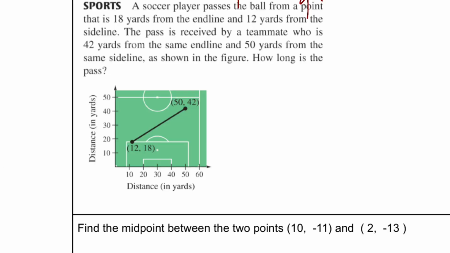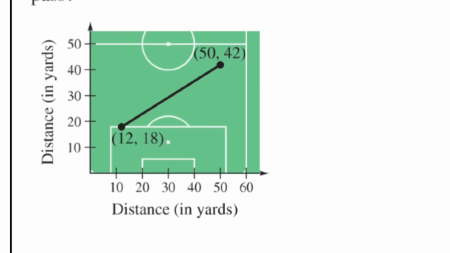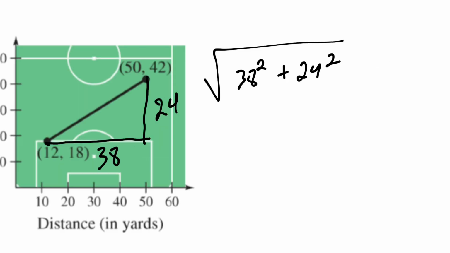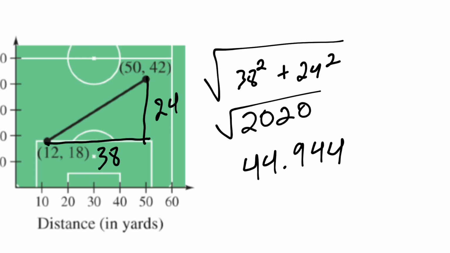Another distance problem. This time we have a diagram, and we have the coordinates effectively, so we do the same thing. We figure out a triangle like this, and it looks like our x is growing by 38, and our y is growing by 24. So I can take the square root of 38 squared plus 24 squared. And this one doesn't really come out as evenly. This would be the square root of 20, which is going to be 44.944, and then it keeps going.